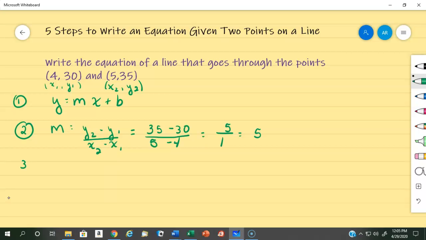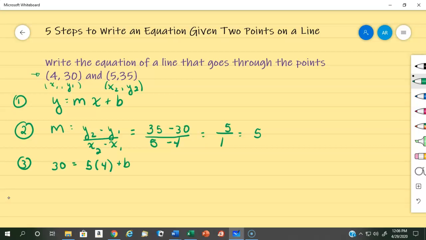My third step is to substitute the slope and 1 point for the x and y values. It doesn't really matter which one I pick. I'm just going to take this first one. I'm going to say y is 30. My slope is 5, and I'm going to multiply that by x, which is 4. So I used this first set right here. And then I have plus b.